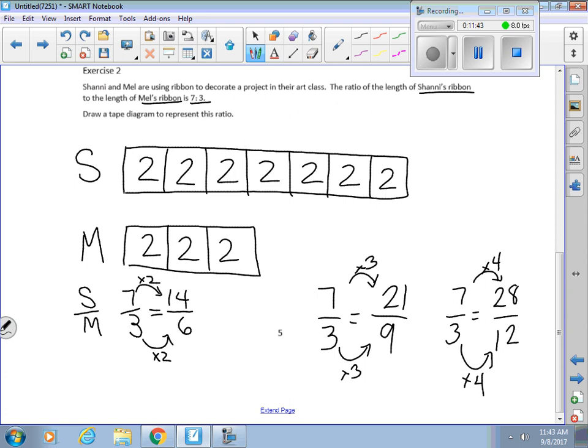All right? So if Shawnee has 70 inches of ribbon and Mel has 29 inches of ribbon, does that have the same value as 7 to 3? No, it does not. That is not equivalent, okay? It does not simplify down to 7 to 3, therefore it is not an equivalent ratio.